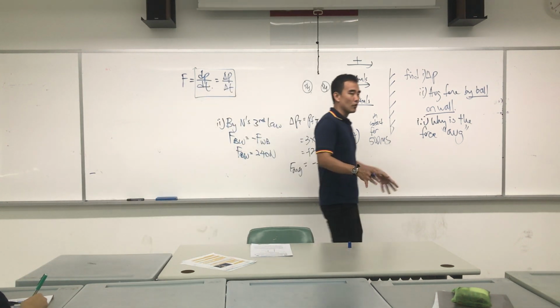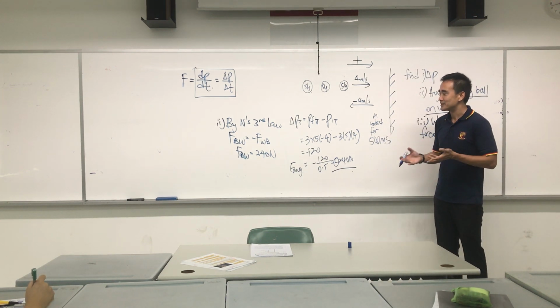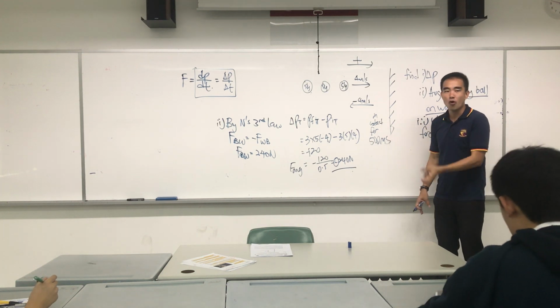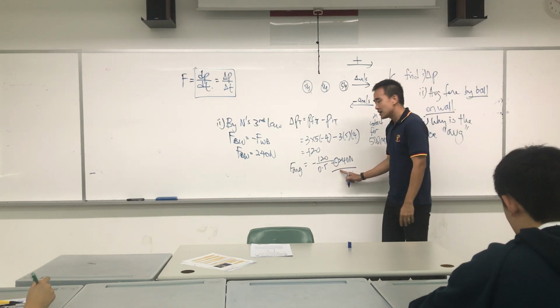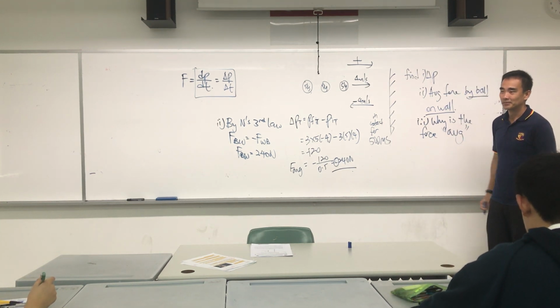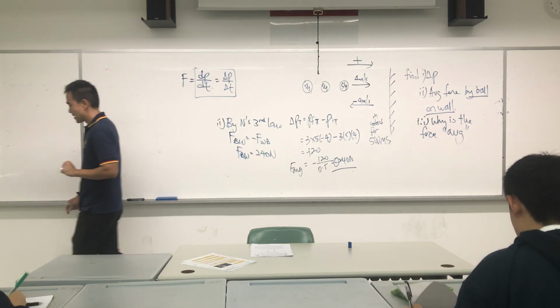Now, this is not trying to make life difficult for you. Actually, in a sense, it is not. But the thing is that you just need to be careful. It is technically wrong if you just say that minus 240 is the force by the ball on the wall. It is wrong, technically. Right? So very, very important thing.